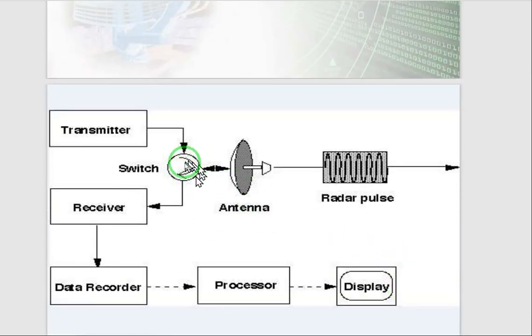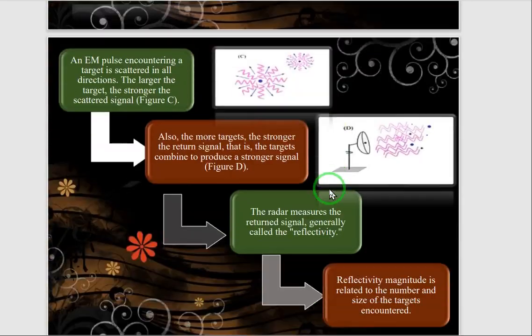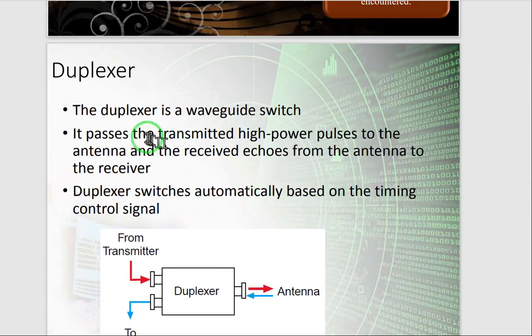That switch is known as the duplexer. This duplexer is a waveguide switch that is used to pass the transmitted high power pulses to the antenna, and also to receive the echoes from the antenna and forward them to the receiver.